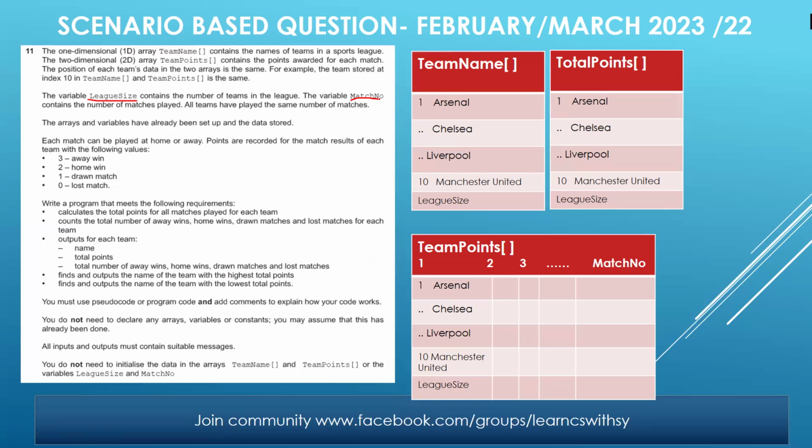It contains the number of matches played. All teams have played the same number of matches. Just for the purpose of simplicity, we have done it this way, that all the teams are playing the same number of matches in their league, fine. The arrays and variables have already been set up and data stored. Again, something that is given to me, so that I don't have to worry at all about the setting up of the data structures or the storage of the data at all. It's already done for me.